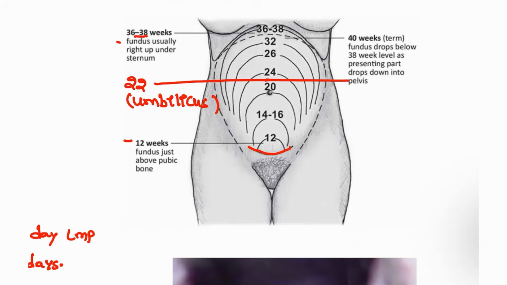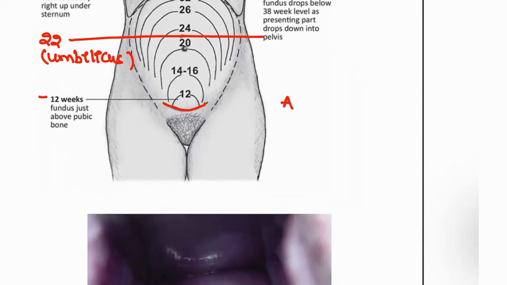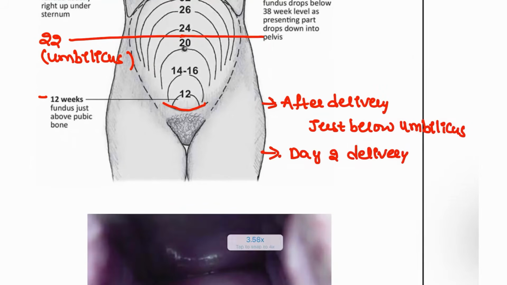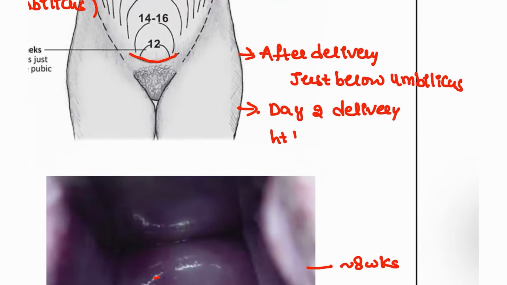Next, immediately after the delivery, you are going to palpate the fundus just below the umbilicus. Next, from day 2 of delivery, where are you going to feel it? Usually the uterine height decreases by 1 finger breadth per day. That's what you are going to see from day 2.